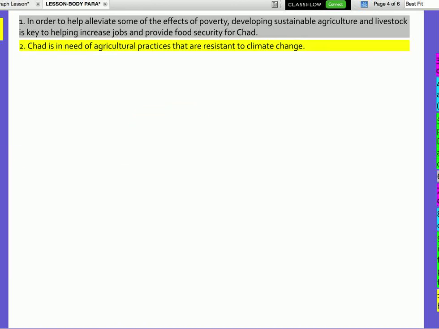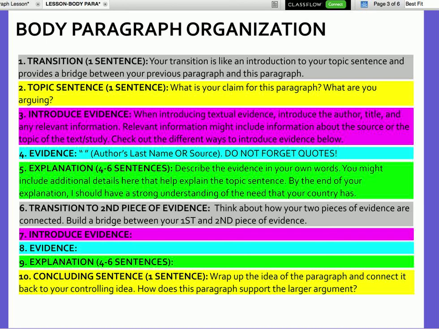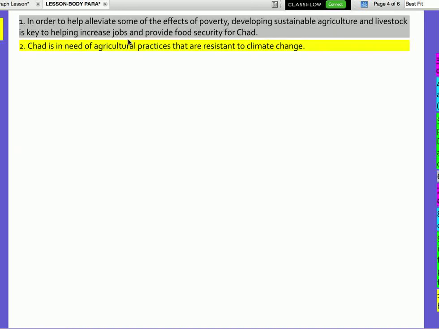All right. So let's look at the next thing we're going to do. We're going to introduce our evidence and provide our evidence. So when I introduce my evidence, I want to introduce the author, the title, and any other relevant information. That might include things about the source or the topic or the text of study. You might check out the different types of ways to introduce your evidence below in the Schoology page. And then, of course, when you write your evidence, don't forget your quotes and then the author's last name. If you can't find that author's last name, you can just write the source like UNICEF or UN.org. And then don't forget quotes. Oh, really quickly, after you've written this, make sure to highlight the yellow. You can leave the gray, but highlight the yellow.